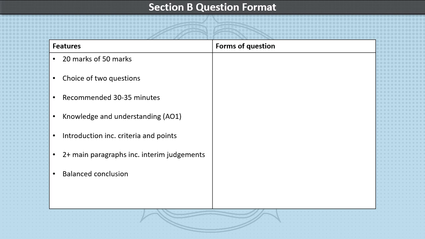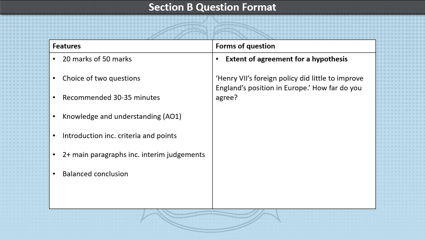So here's what the questions might look like. The first common type is the extent of agreement that you have for a presented hypothesis. So as you can see, that's going to be a statement. And then how far do you agree is your question. The second common question can be an assessment of causes. For example, assess the reasons for Thomas Cromwell's fall from power.